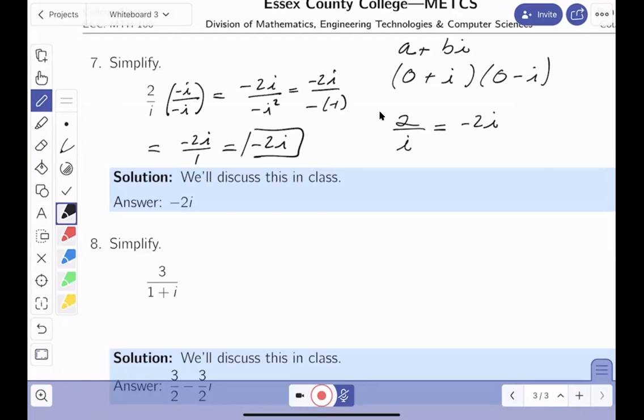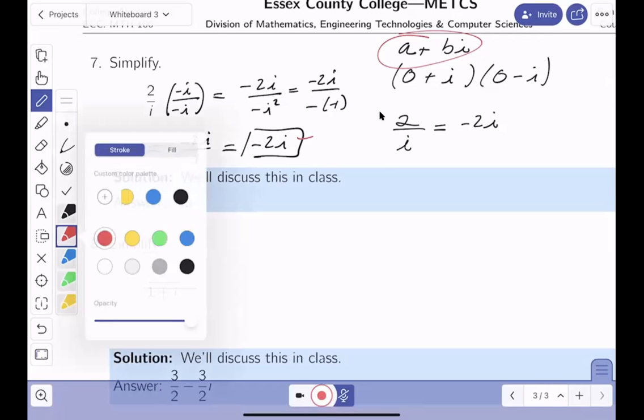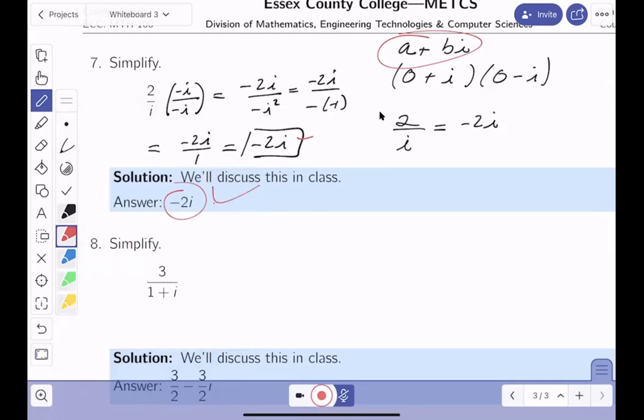All right. We want the form like this. The reason for it is I can identify the A and the B now. What's the A? The A is 0. What's the B? Minus 2. Again, answers are listed for you, and they're in the key right over here. All right, let's do the next one. This is number 8.